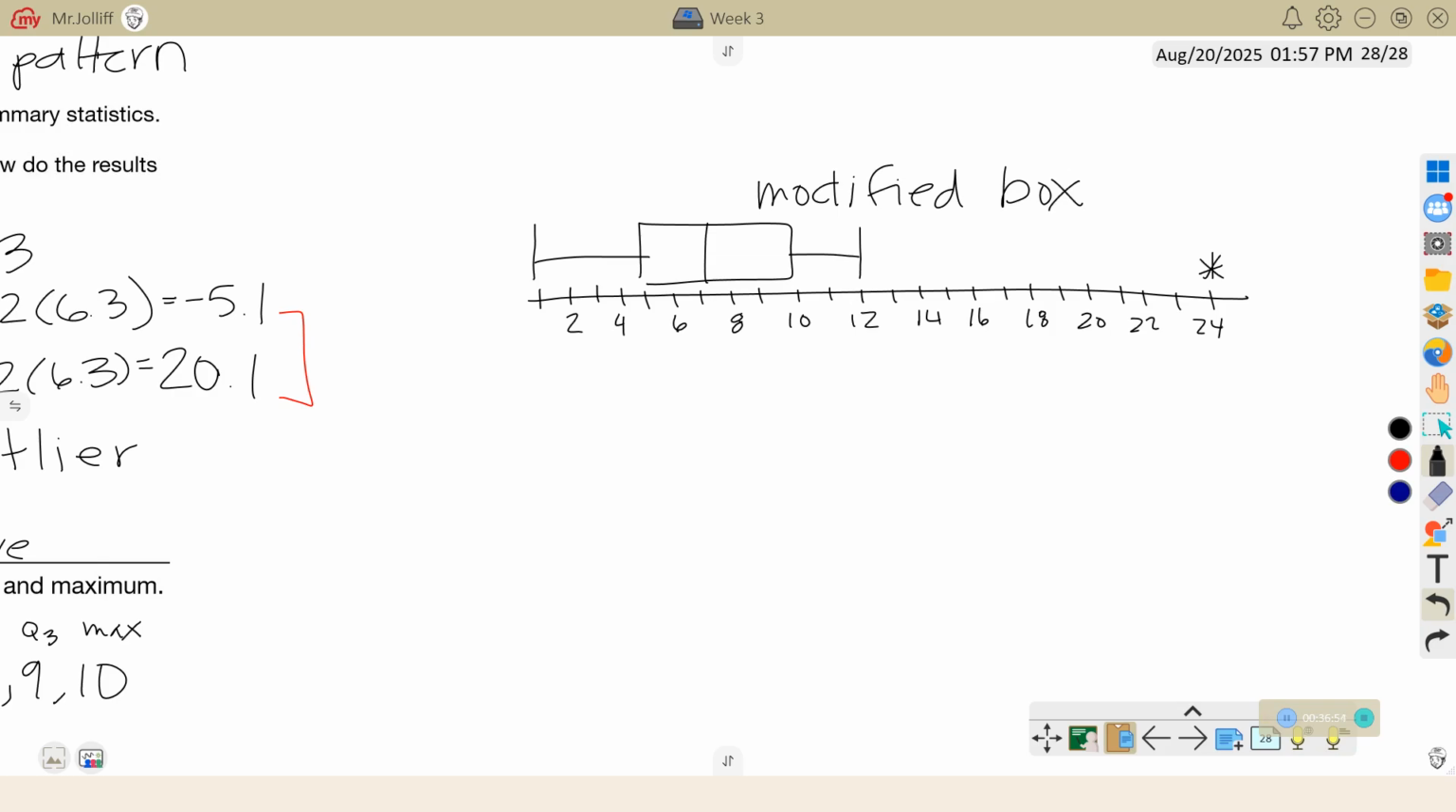So for a modified box plot, you remove your outlier and you rerun one var stats with the outlier removed from the data set. And that's what these numbers are. That would be the 5-number summary for the data set without the 24 in it. And then you see a little star.